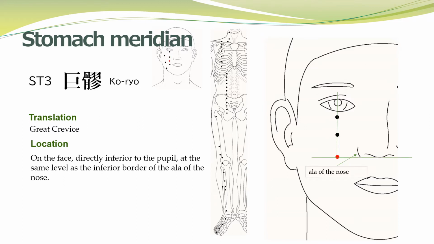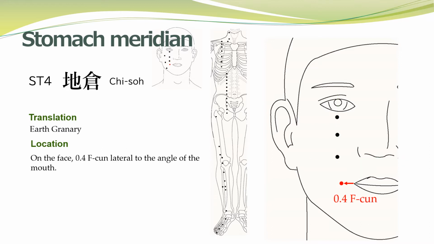ST3. Great crevice. On the face, directly inferior to the pupil, at the same level as the inferior border of the ala of the nose. ST4. Earth granary. On the face, 0.4 fcun lateral to the angle of the mouth.